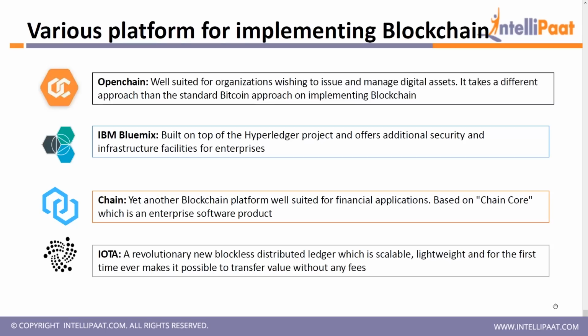There is another kind of blockchain network called Chain, yet another well suited for financial applications, based on Chain Core, which is an enterprise software product. Then IOTA is another blockchain that is a revolutionary new blockless distributed ledger which is scalable, lightweight, and for the first time ever makes it possible to transfer value without any fees. If we see, the above blockchain platforms take some amount of fees in one form or other, while IOTA, which is again a blockless distributed ledger, does not take any fees for transactions over the blockchain network.